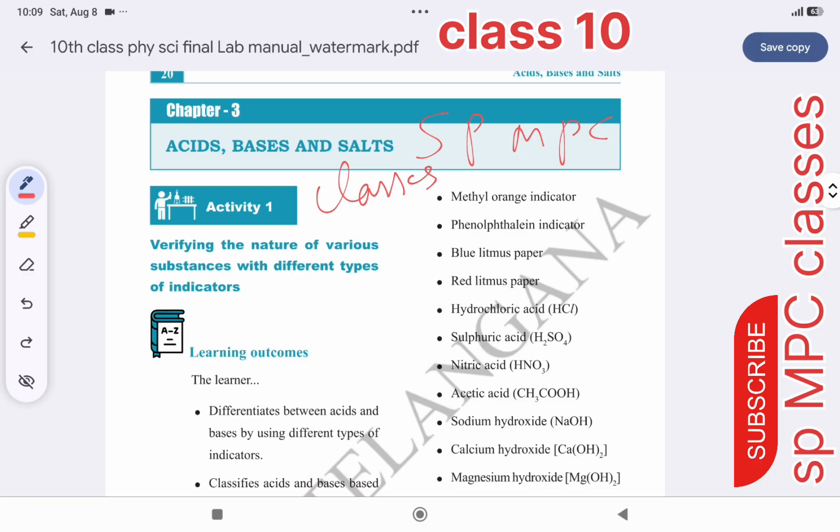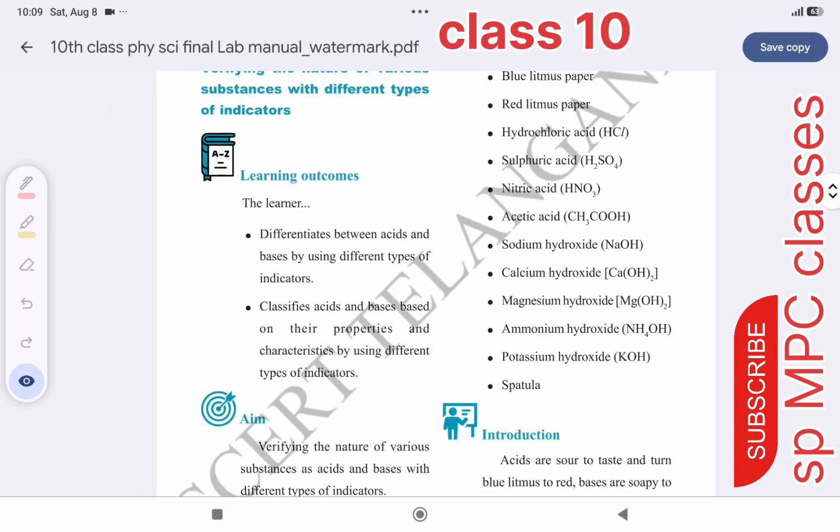Today we are going to learn about acids and bases according to the 10th class, Chapter number 3 activities. This is useful for the 10th class as well as 7th class IIT also. Let us learn now. In this first activity, verifying the nature of various substances with different types of indicators, let us see that.